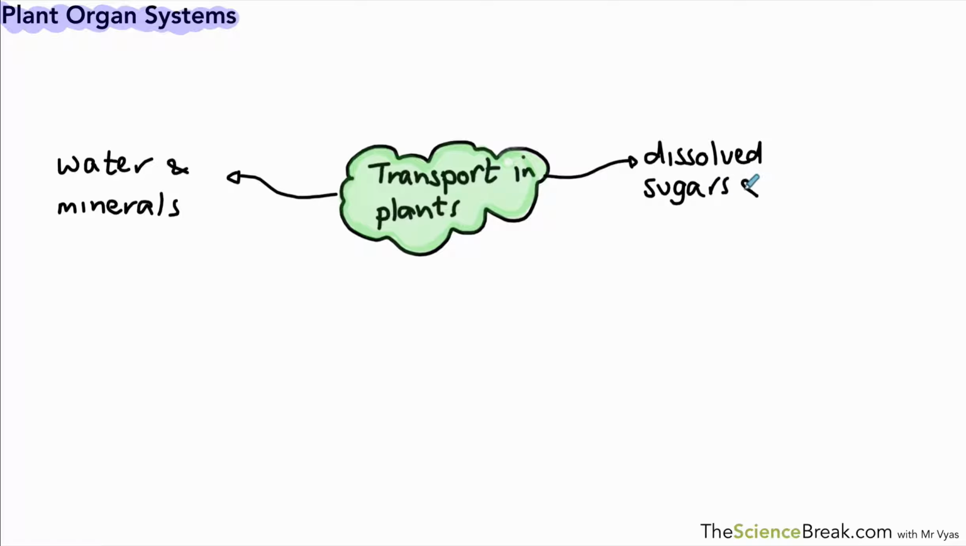So dissolved sugars and other nutrients, and when we talk about other nutrients, we're talking about things like amino acids, which are needed for making proteins. There are one or two others as well, but generally dissolved sugars and nutrients is the other area that we talk about.